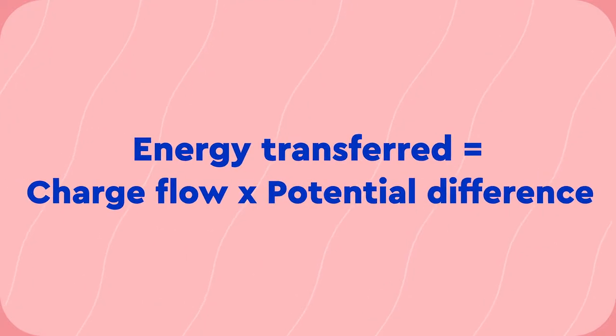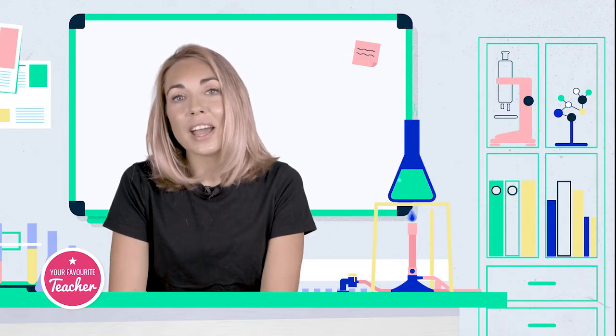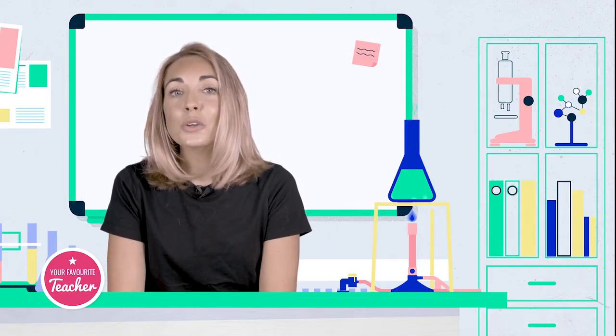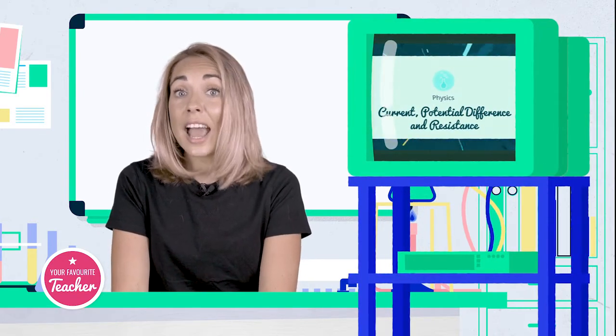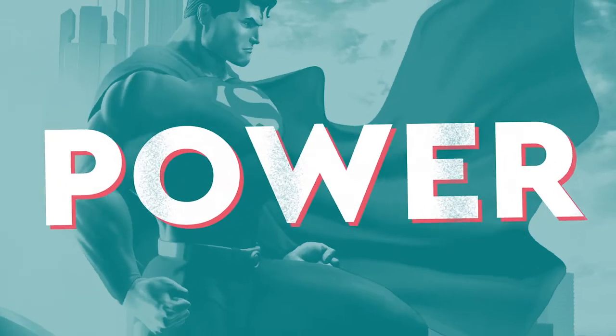system. We also know the amount of energy transferred is dependent on the charge flow and the potential difference. We can calculate the energy transferred using the equation energy transferred equals charge flow times potential difference. For examples of how to use these equations, go to our lessons on current, potential difference, and resistance, and power.